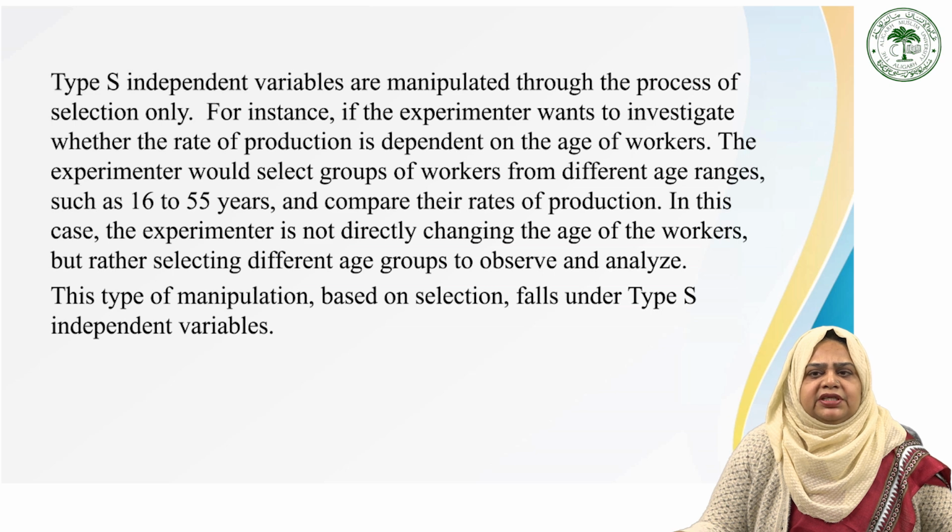Understanding the distinction between these two types of independent variable is crucial for experimenters when designing and conducting experiments. By knowing whether a variable can be directly manipulated or only selected, researchers can effectively determine the impact of different factors on observed phenomena. This knowledge allows them to design experiments that accurately test their hypothesis and provide valuable insights into the relationships between variables. So, whether it's manipulating noise levels or selecting different age groups, the type of independent variable used in an experiment plays a significant role in understanding cause and effect relationships.